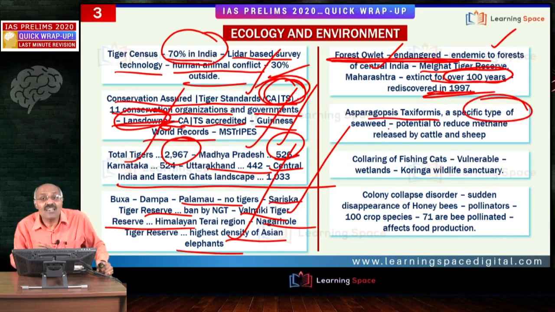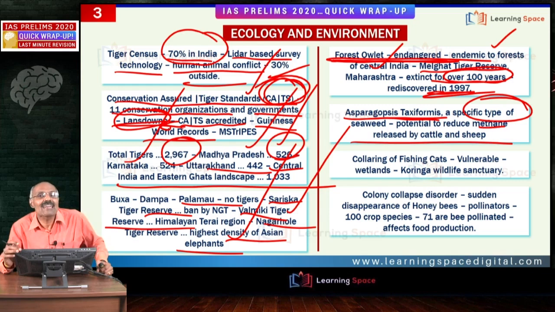And please do not forget, Asparagopsis taxiformis. This is a specific type of seaweed. What is the name? The name is Asparagopsis taxiformis. Why is this in the news? This is a seaweed that is in the news because of the potential to reduce methane released by cattle and sheep. All of you are familiar.